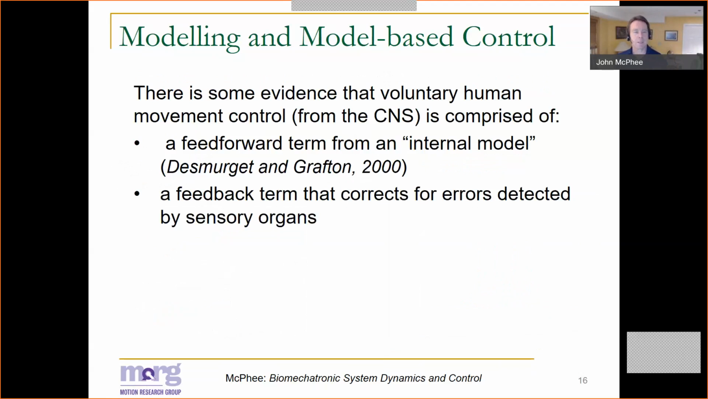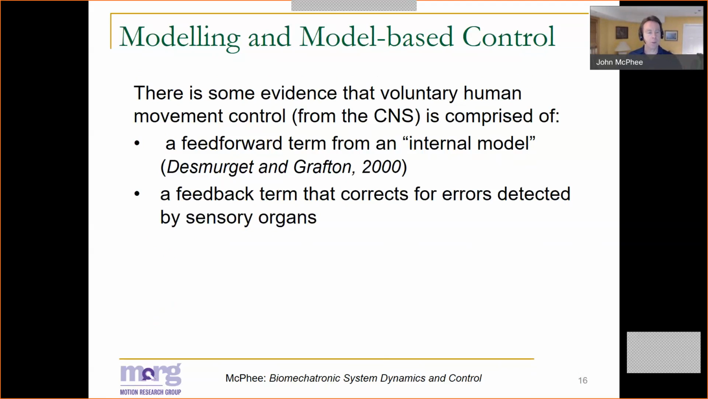There's some evidence in the last 20 years that the CNS, which controls voluntary human movements, is comprised of 2 terms: a feed-forward term from an internal representation of what the human is doing, or an internal model, and then a feedback term in which we use sensory information to correct for errors in our movement.